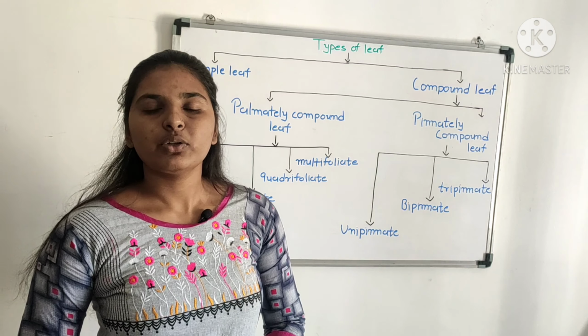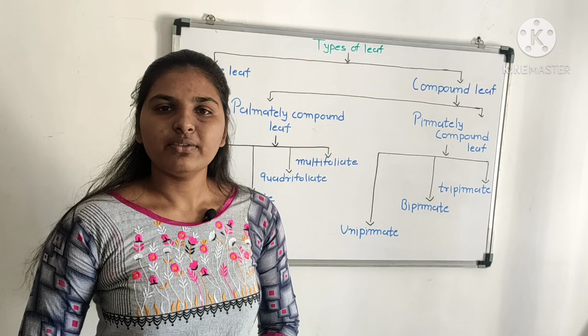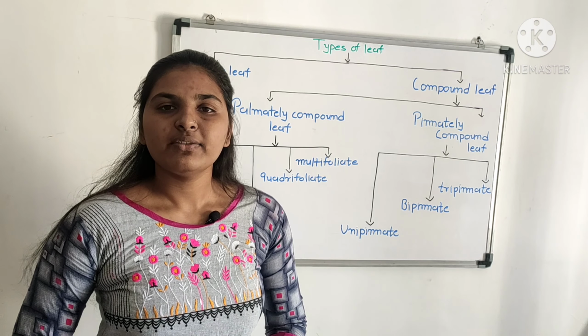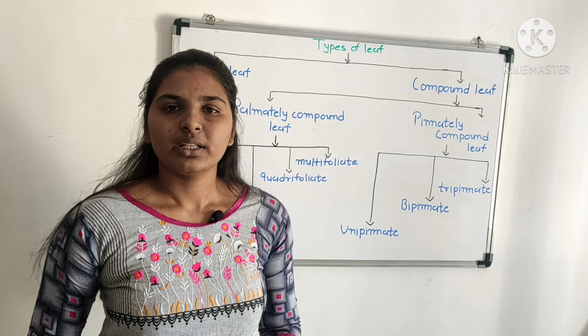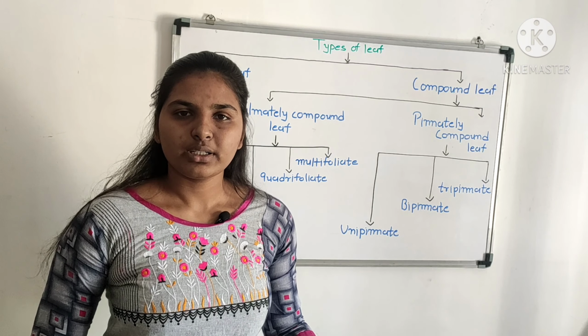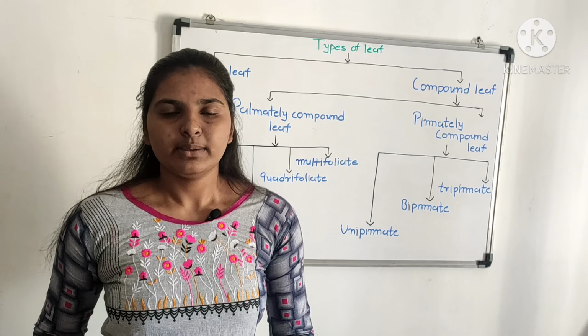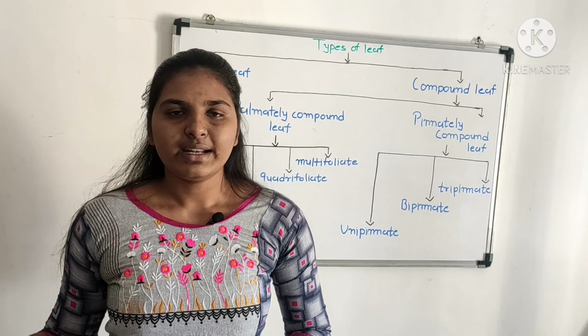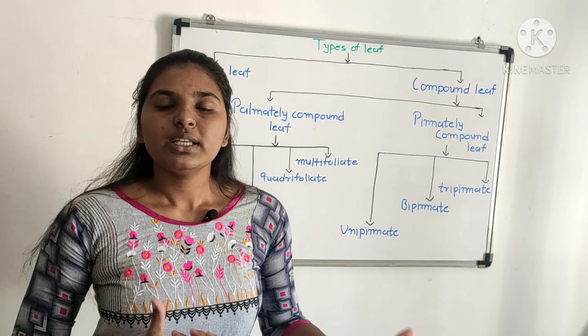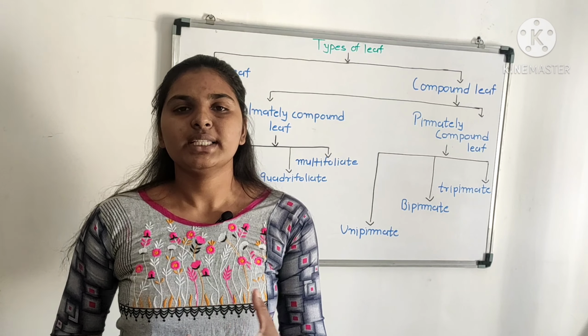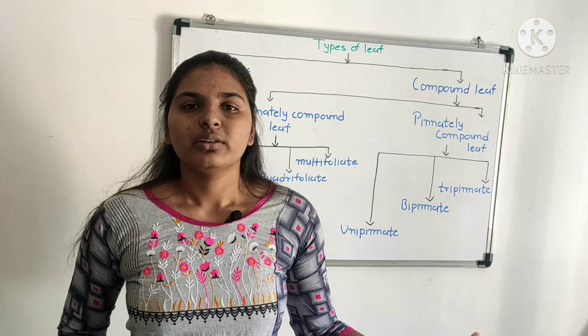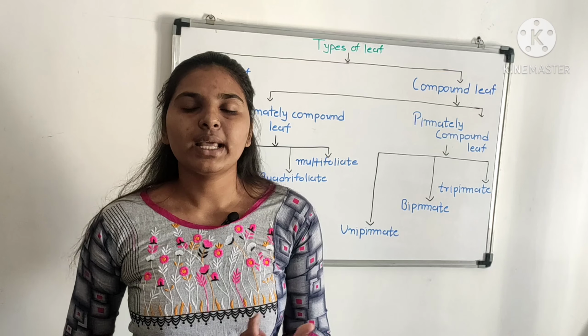Mainly leaves have two types: simple leaf and compound leaf. A simple leaf is an undivided leaf that is directly attached to the stem. That type of leaf we know as a simple leaf. Examples are banana, oak leaves and maple leaves.